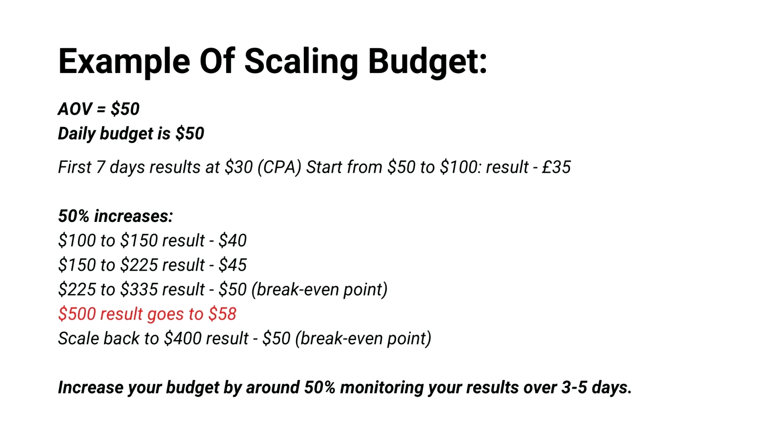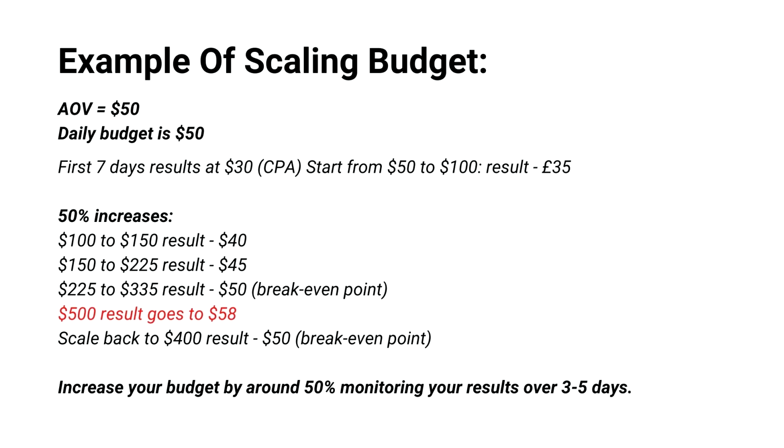Now, let's say you start doing 50% increases from $100 to $150 and your result goes to $40. Then from $150, you go to $225 and the result now goes to $45. And then you go from $225 with another 50% increase going to $335. Now you're breaking even at $50.